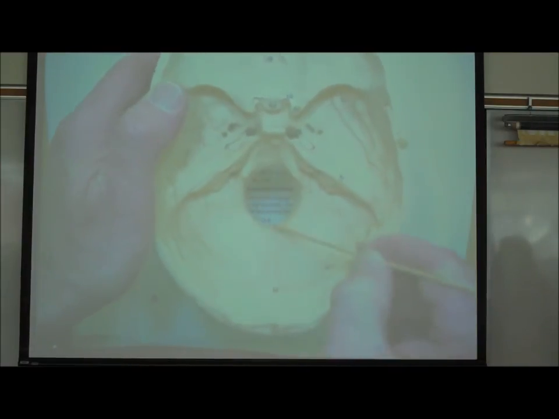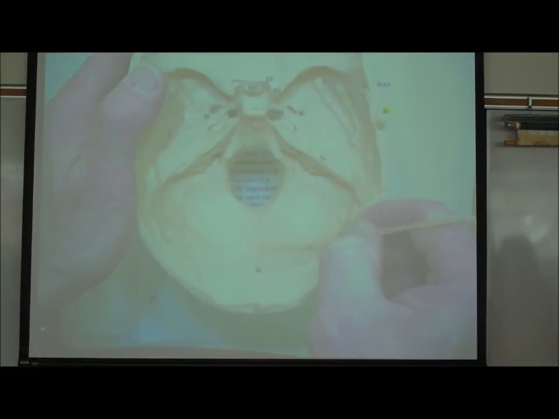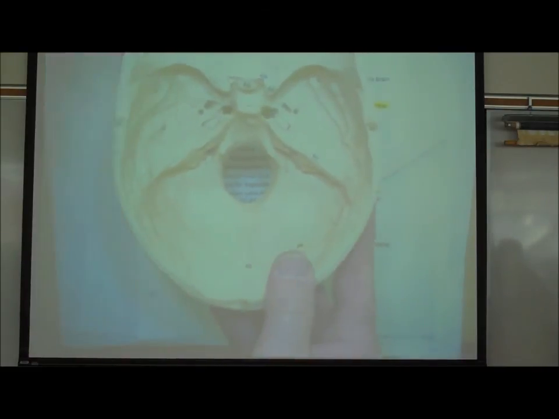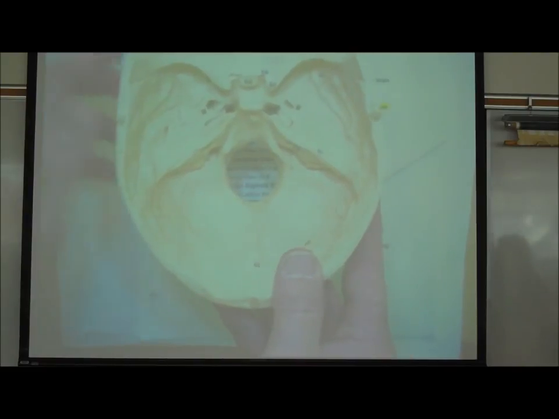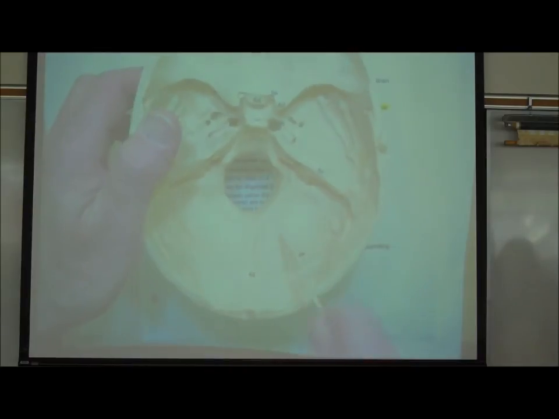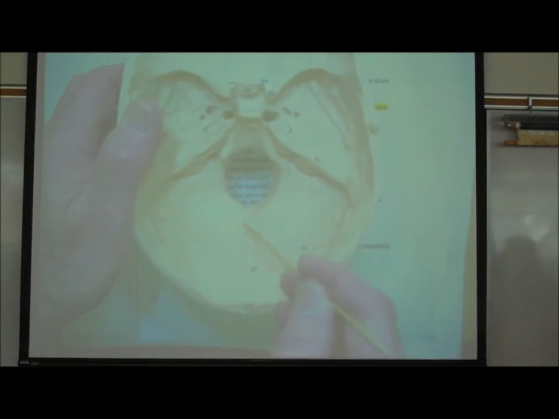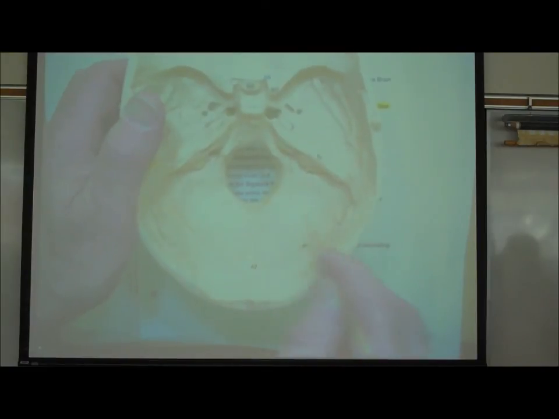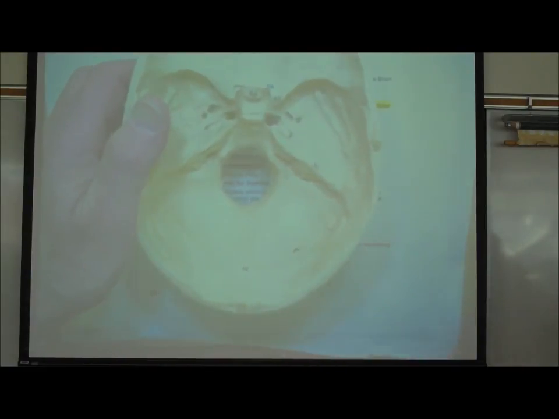This ridge right here is called the internal occipital crest. And we've seen that term crest before on the anterior tibial crest of the tibial bone. So a lot of these words kind of reappear. The purpose of this crest or ridge is to separate the two hemispheres or two sides of your brain, the right and left.